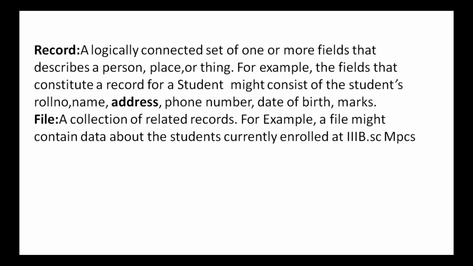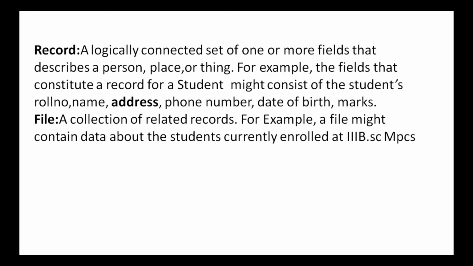Next one, record. A record is nothing but a collection of interrelated fields that describes a person, a place, or a thing. For example, a student record. A student record might contain the student roll number, name, address, phone number, date of birth, and marks. So a collection of related fields is known as a record. And coming to files, a file is nothing but a collection of related records.